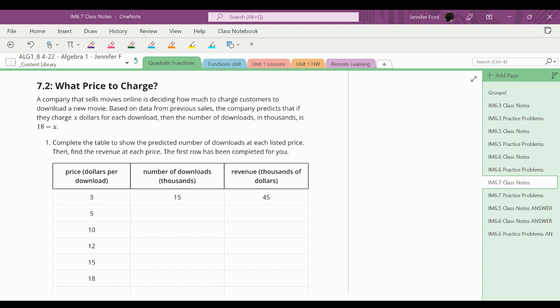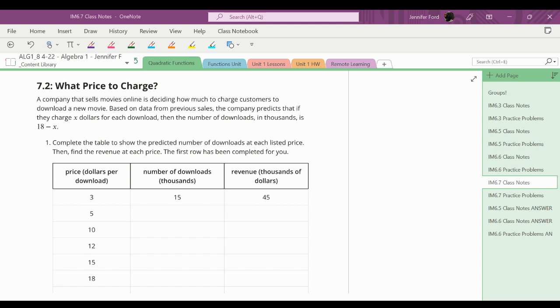Okay, so a company that sells movies online is deciding how much to charge customers to download a new movie. Based on data from previous sales, the company predicts that if they charge X dollars for each download, then the number of downloads in thousands is 18 minus X. Which kind of makes sense because if you increase the price, it would make sense that there are fewer people who are willing to pay that price to download the movie. So, we're just going to think about the number of downloads in thousands. So, if it's $3 per download, they're going to sell 15,000 downloads.